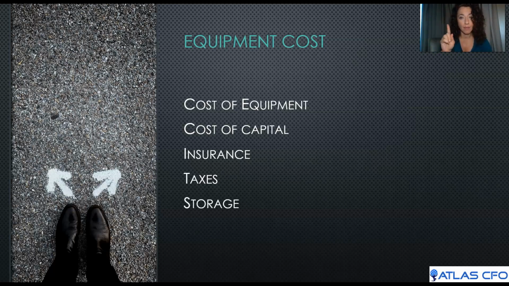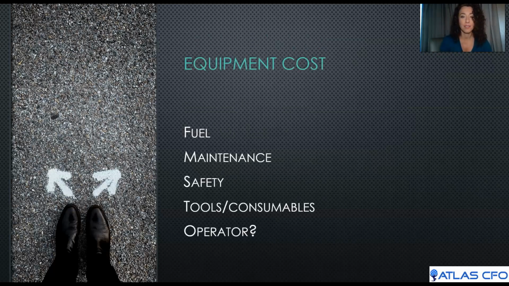So we not only have the cost of the original piece of equipment, but we could have the cost of capital, which is what it takes to pay for the piece of equipment. We also have things like insurance, taxes, storage, fuel, maintenance, safety, tools, and as I mentioned, maybe even an operator. So there's a lot of costs that go into just a single piece of equipment that we want to make sure that we have recovered in our estimate and then track as part of our job cost.